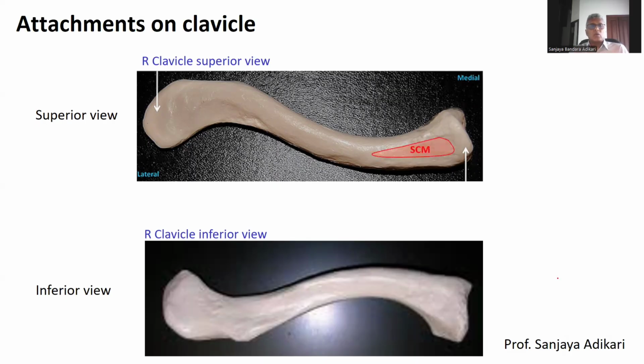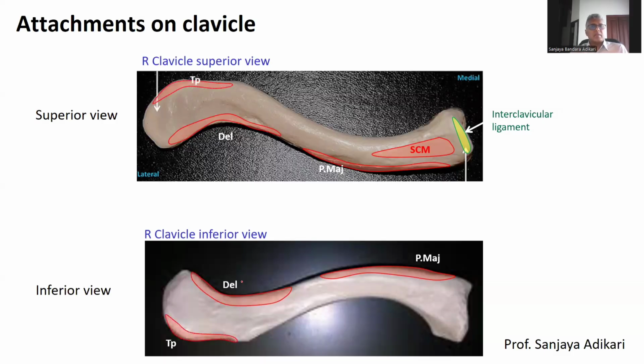Now, to the superior surface, medially, sternocleidomastoid is attached. Then there is interclavicular ligament attached between the two medial ends of the clavicles. Then to the medial 2/3 of the anterior surface, you get the pectoralis major muscle attached. Then to the lateral 1/3 on the anterior surface, the anterior fibers of deltoid are attached. Then to the lateral end of the posterior surface, trapezius is attached.